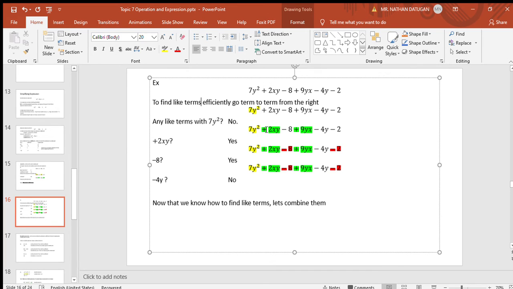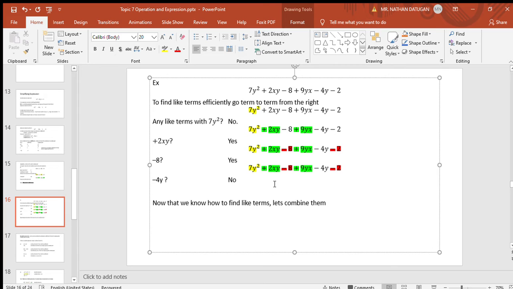Now let's move on to 2xy. In this case, does 2xy have a like term? Yes, it does. It's 9yx. And then we move on to negative 8. Does negative 8 have a like term? Yes, it does, which is negative 2. Last one. 9yx, we already know it's partnered up with 2xy. And negative 4y doesn't have a partner, so it's just by itself.